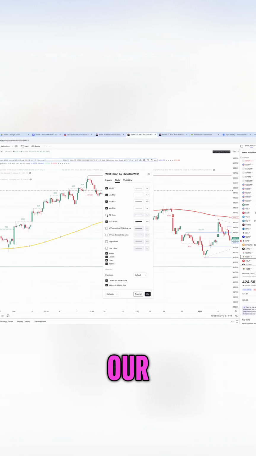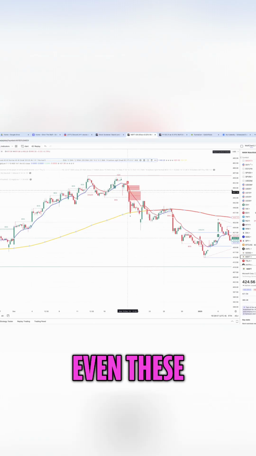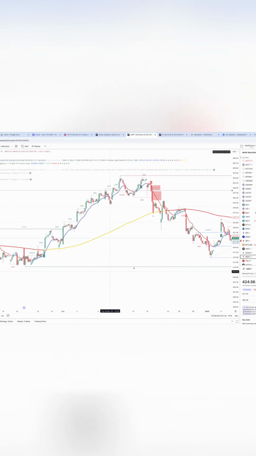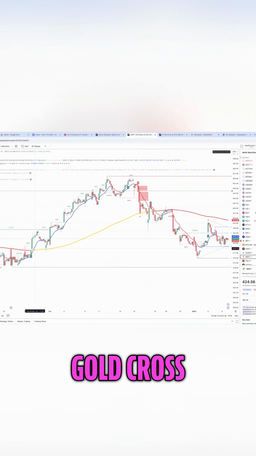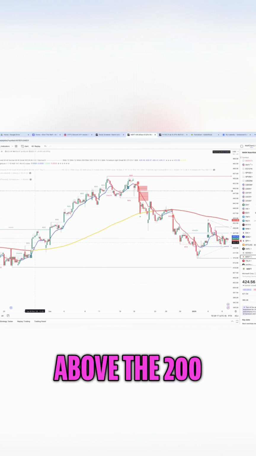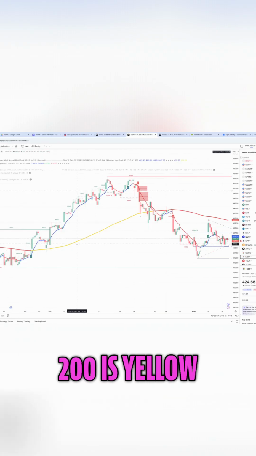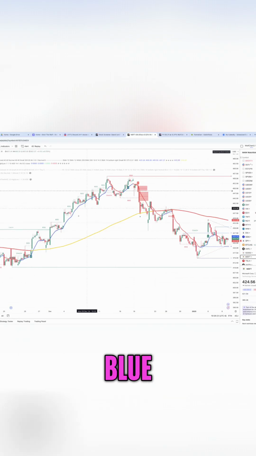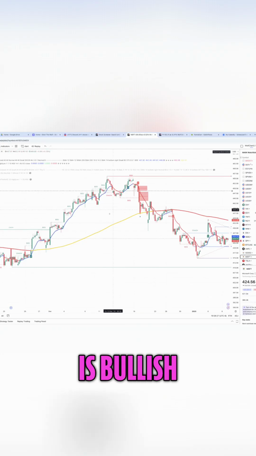So when we add our short-term trend detection on here, we're going to see these pullbacks before that, as they're happening, even these ones while we're above the 12. So you see how we're in this uptrend. We got this blue gold cross. When the 12 crossed back above the 200, we got in this strong bull trend because our 200 is yellow and our 12 is blue, showing that our long-term trend is bullish and our short-term trend is bullish.